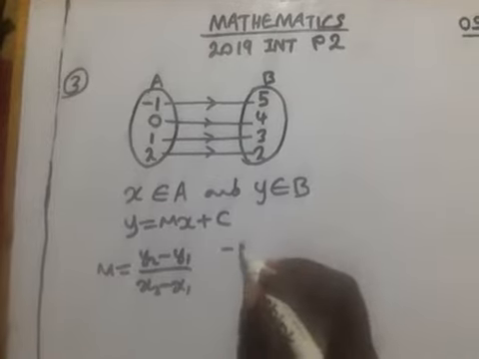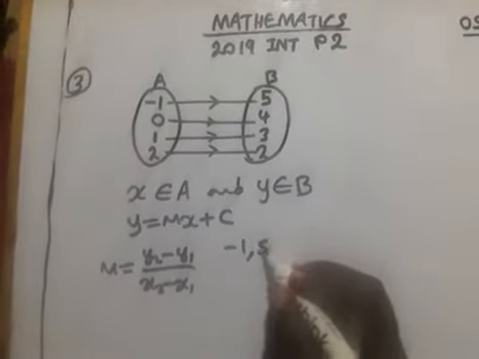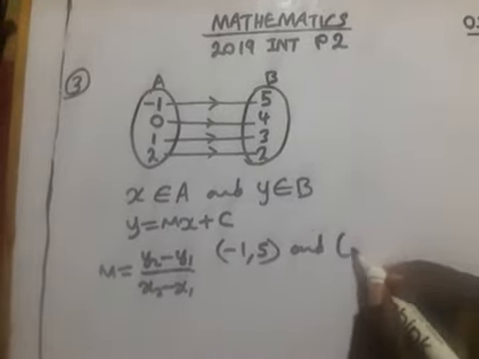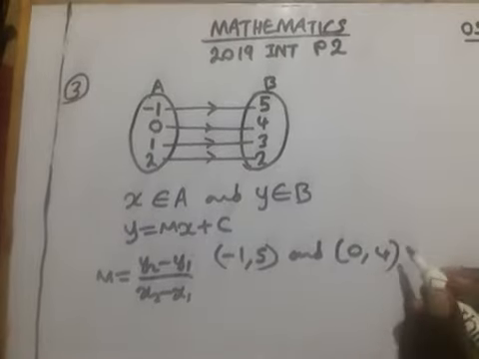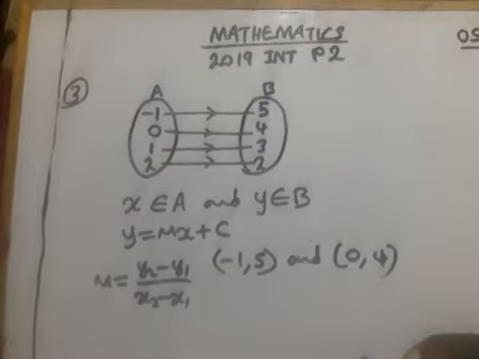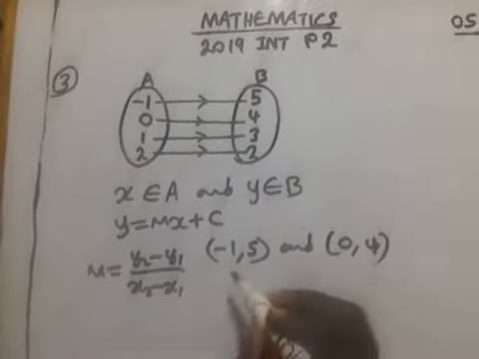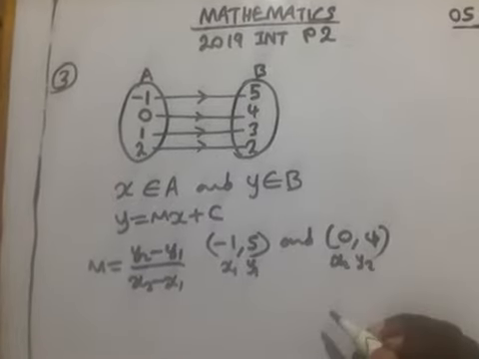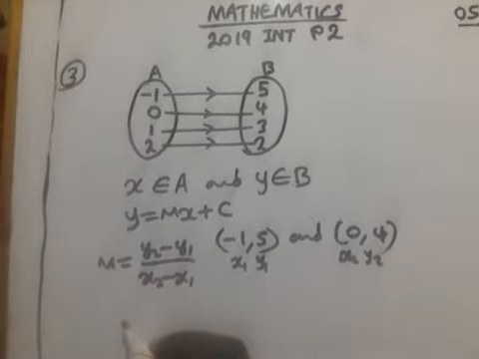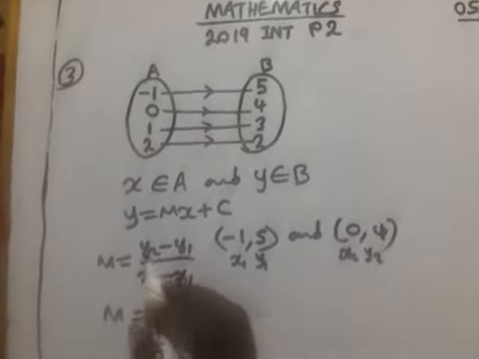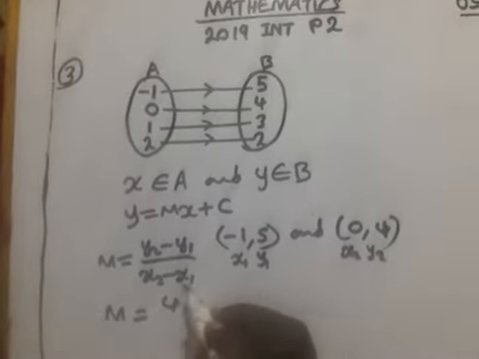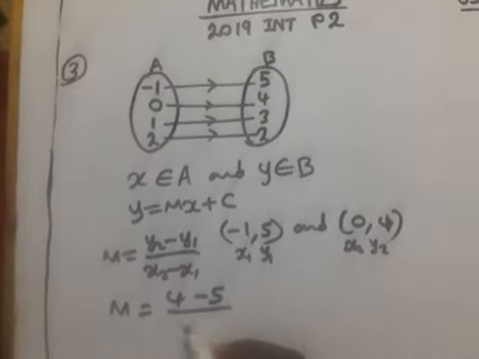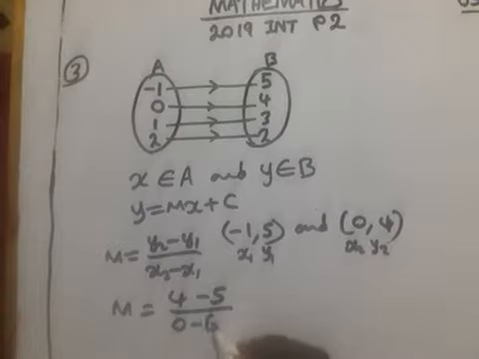So we have negative 1, 5 and 0, 4. In these coordinates we are going to label x1, y1, x2, y2. So to find m, it will be m equal to y2, which is 4, minus y1, which is 5, over x2, 0, minus x1, negative 1.